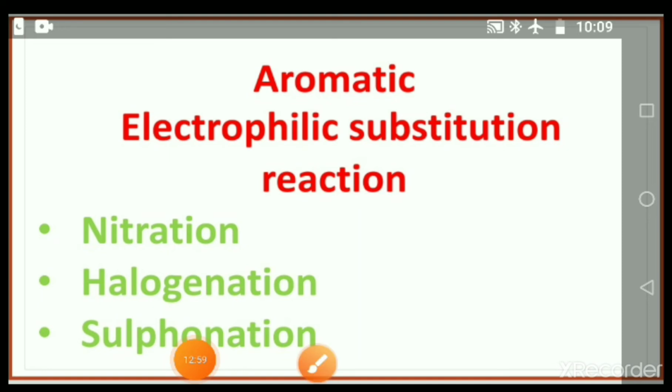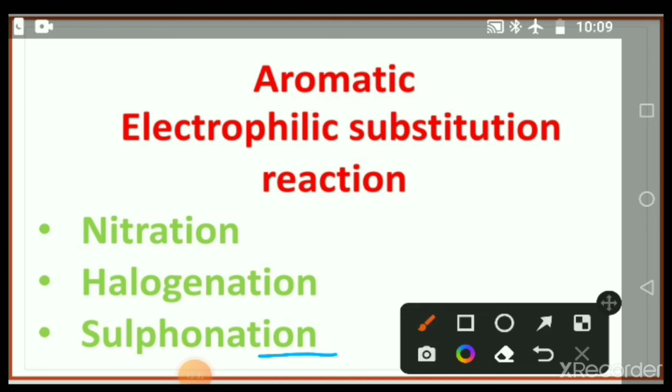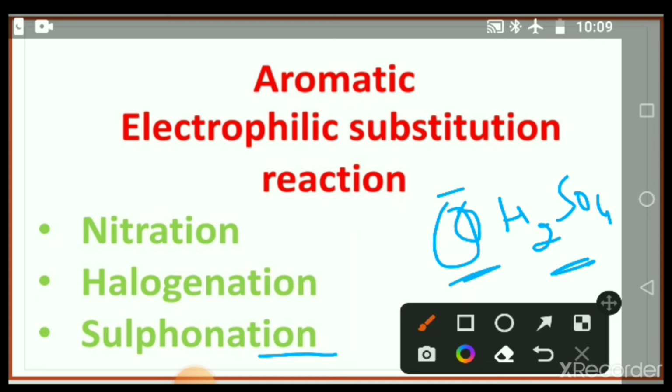The third one is sulfonation. Due to its higher electronegativity, the oxygen present in sulfuric acid pulls an electron towards itself and generates an electrophile. This attacks the benzene ring, leading to the formation of benzene sulfonic acid. This is the sulfonation reaction.